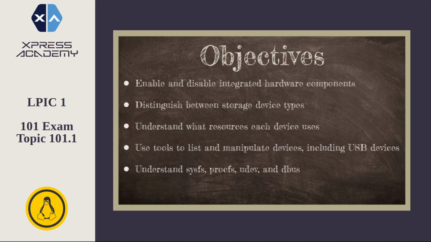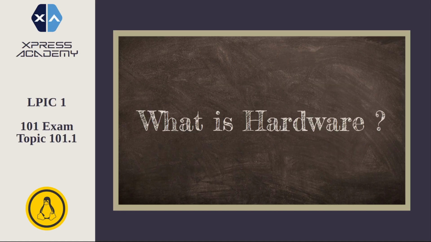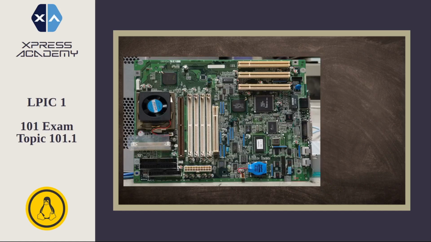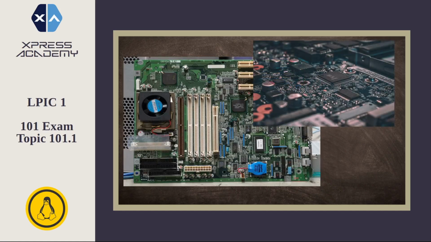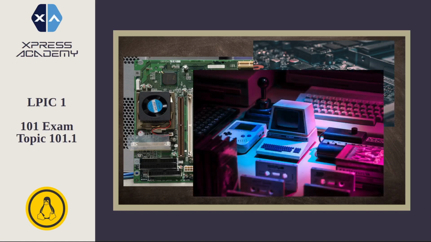But before we dive into these objectives, let's go over a few key terms and concepts. First up, what exactly is hardware? In simple terms, it's all the physical components that make up a computer system or run within it. When you want to run software like a program or a game, your operating system needs to talk to your hardware. But here's the thing.